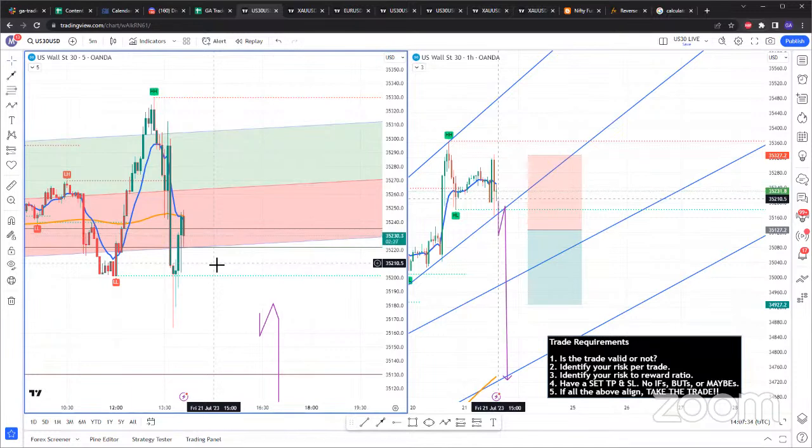So try to stay away from over leveraging, try to stay away from revenge trading. Only stick to those valid strategies. And let me show you guys this.